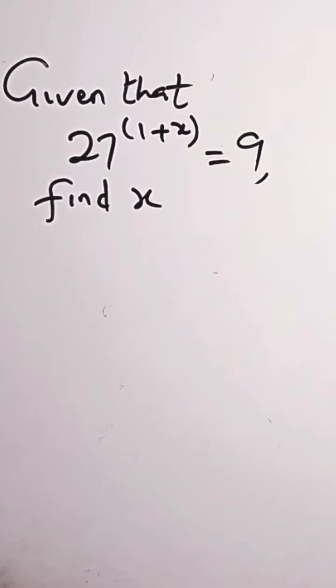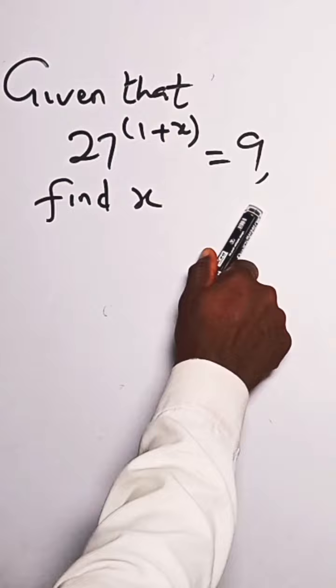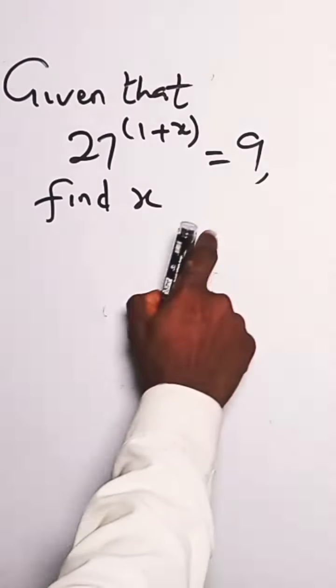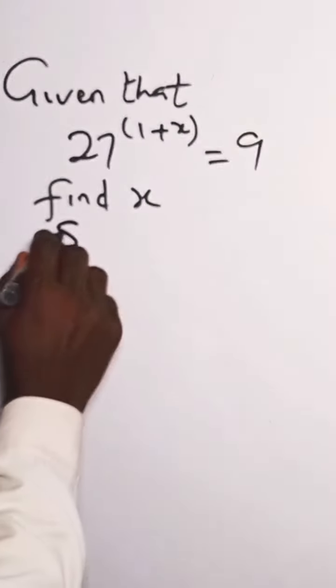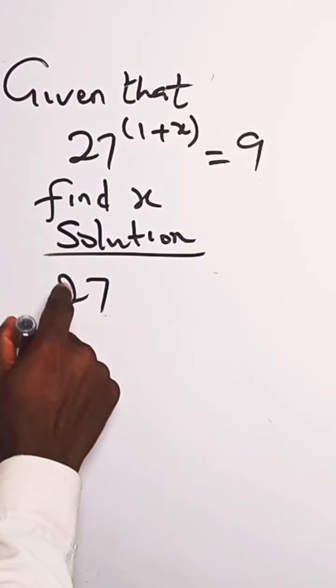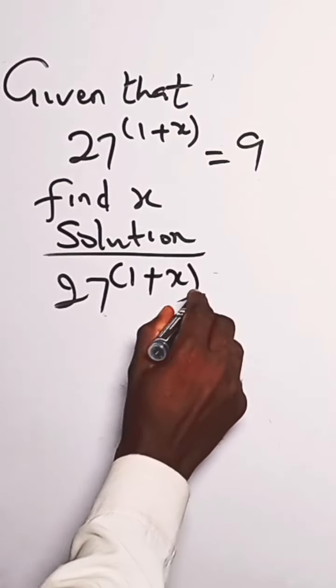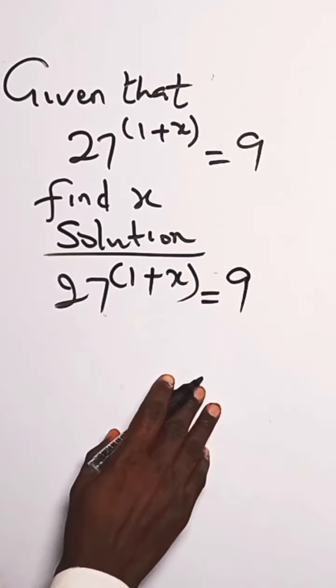The question says, given that 27 raised to power x plus 1 equals 9, find x. So what do we do? Solution. So for 27 raised to power 1 over 1 plus x equals 9.